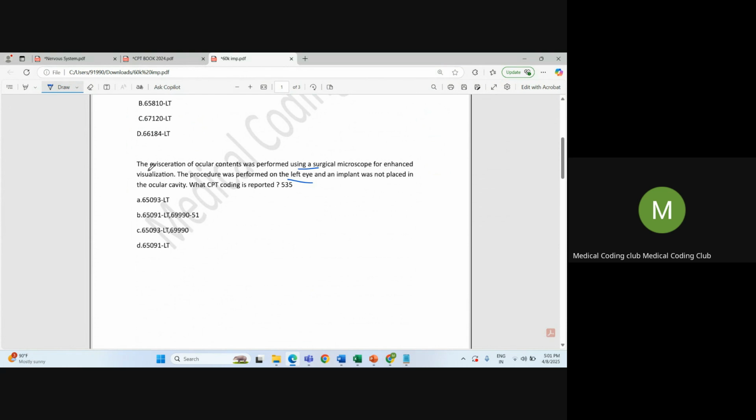So you can see here the procedure is evisceration. You should check what exactly the procedure they are performing is.